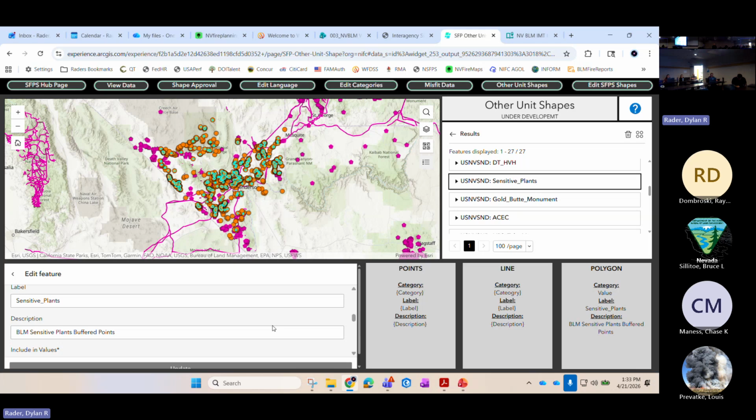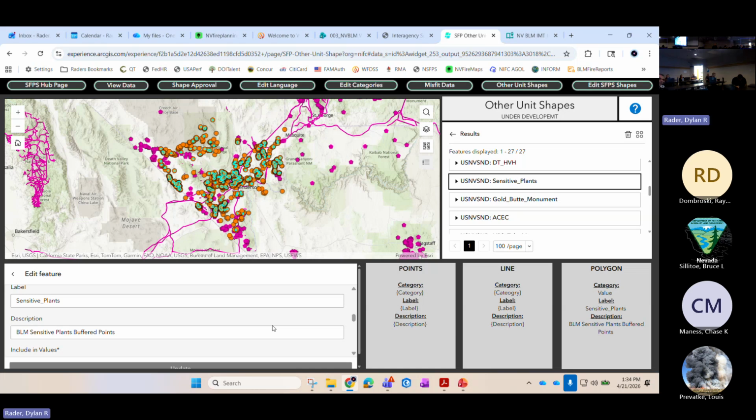So when our agency administrators are sitting in, they can ask, what's that NDOW priority 1, NDOW priority 2, and NDOW priority 3 layer? Those are NDOW's priorities of what they want us to protect. So we can pull that data in. We can do that for NV Energy, for power lines, for right-of-ways, for anything that needs special management consideration through your FMP or through your WFDSS decision.